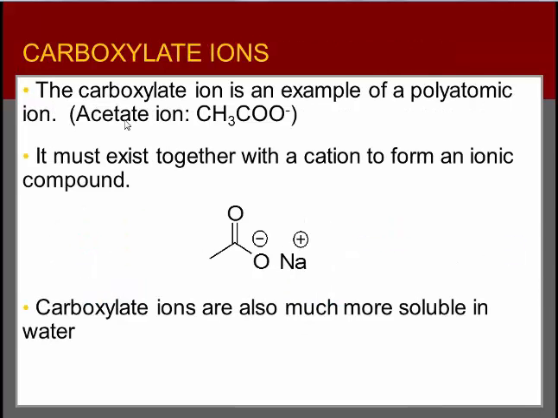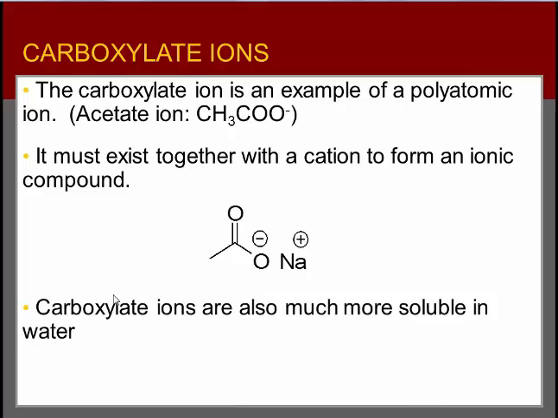And the carboxylate ion is an example of a polyatomic ion. Remember the acetate ion, CH3COO-, that's shown here, that's a polyatomic ion. And typically they will exist together with a cation to form an ionic compound. This is called sodium acetate right here. And you could think of this very similar to sodium chloride, where we have a sodium plus and we have an anion. Certainly it's not a chloride, but it is still a piece of the ionic compound that has a negative charge.